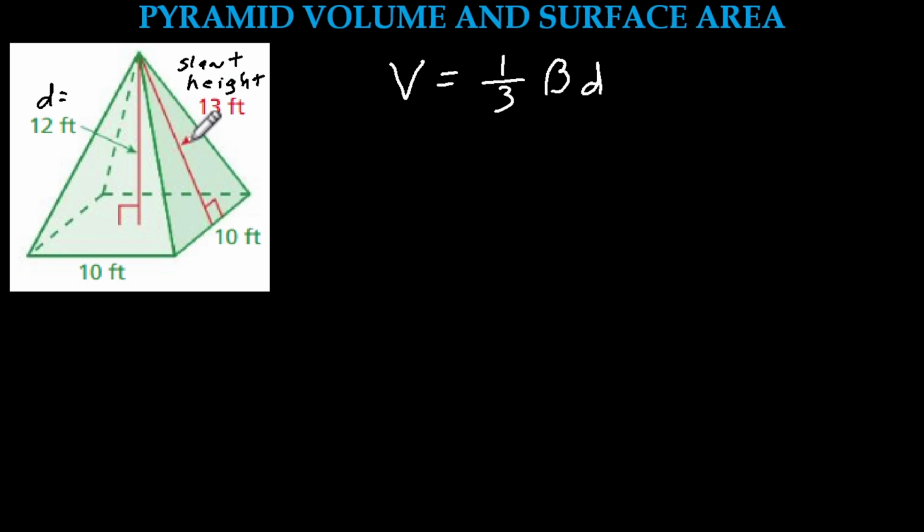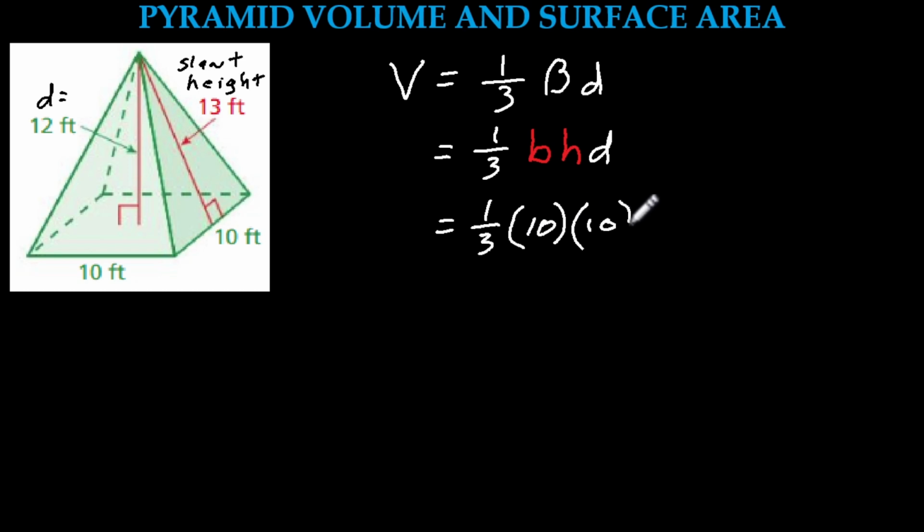So in finding the volume of this pyramid over here, which has a square base, we'll replace beta with base times height. And we'll bring down the d. So for the purposes of the depth here, our depth, the height of the pyramid, is 12 feet. We're not using the slant height until we do surface area, which is next. So now I'll just substitute all of these values into the formula. So I have 1/3. The base is 10. The height is 10, and the depth, or the height of the pyramid, is 12.